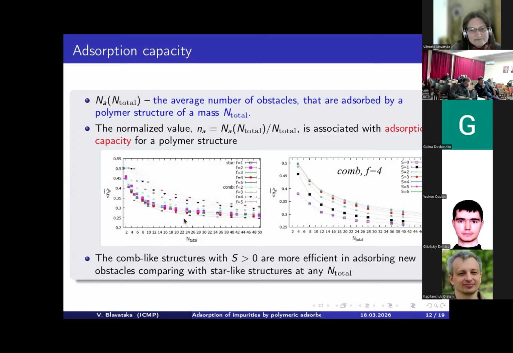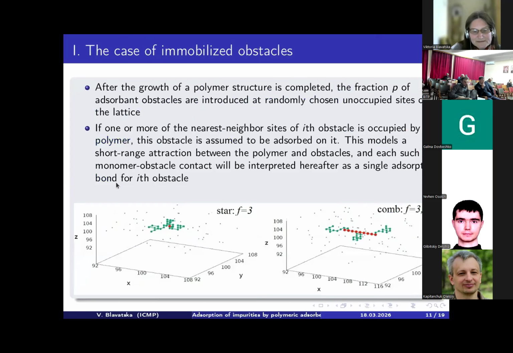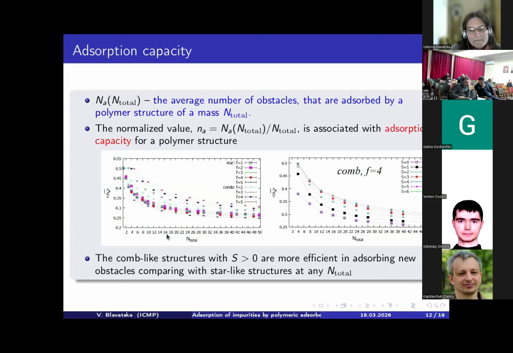First of all, what we can notice here is that when we have very short branches, they are more effective, because the shorter the branches are, the smaller the crowdedness effects. The branches are more open to adsorb new particles. And this quantity gradually reaches some saturation value when the total molecular weight of our considered polymer structure increases.